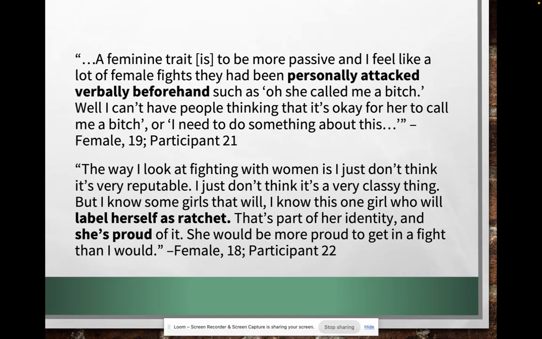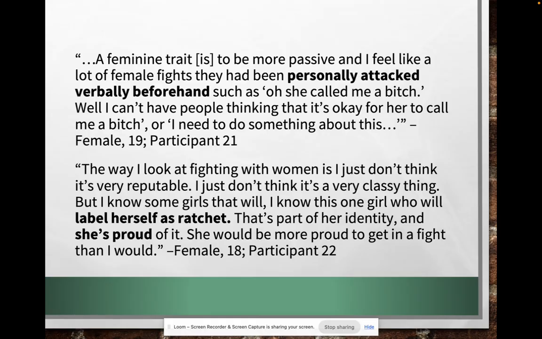All right, so a feminine trait is to be more passive. And I feel like a lot of female fights, they had been personally attacked verbally beforehand, such as, oh, she called me a bitch. Well, I can't have people thinking that it's okay for her to call me a bitch, or I need to do something about this.